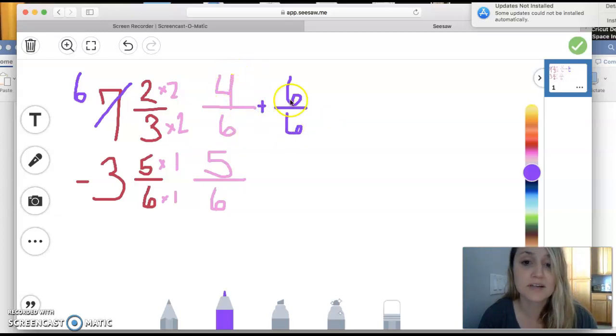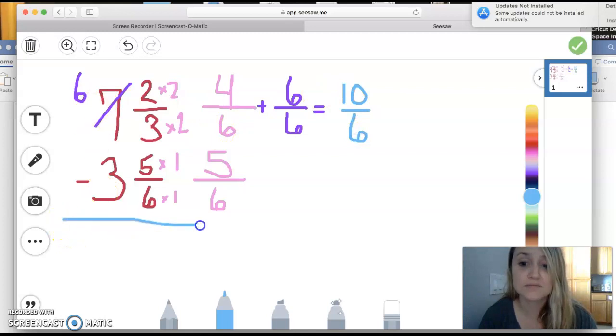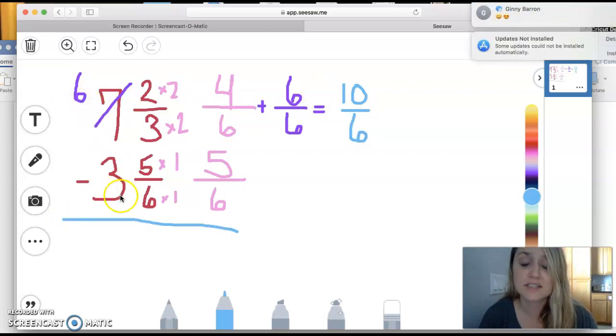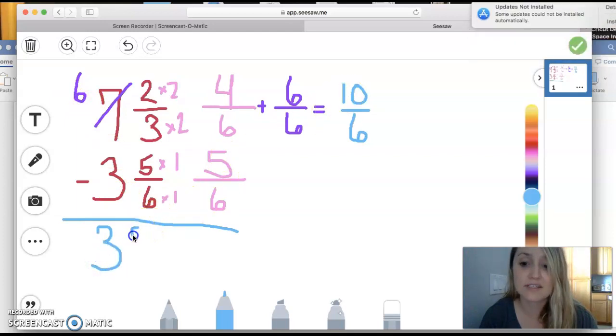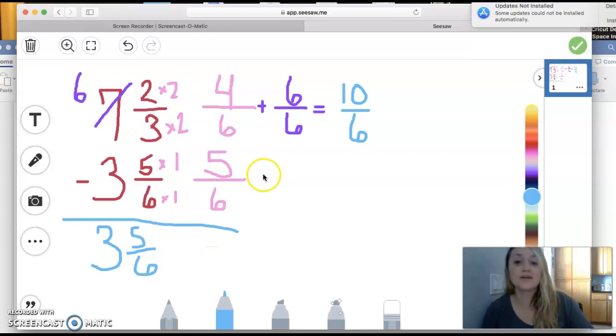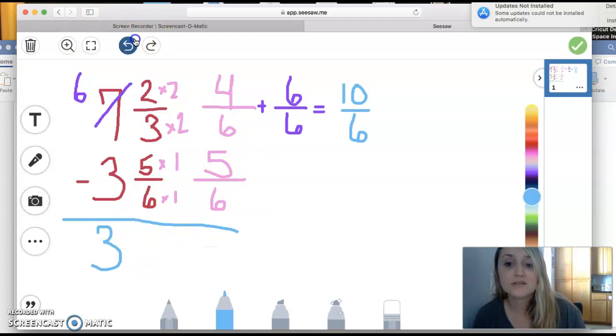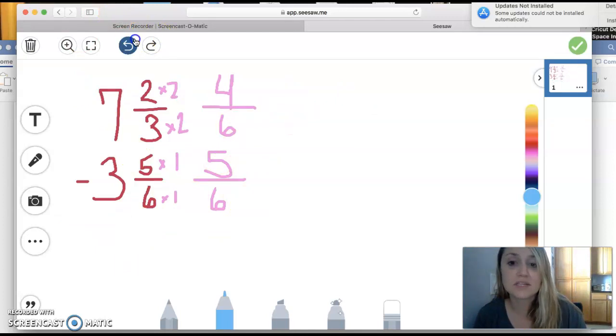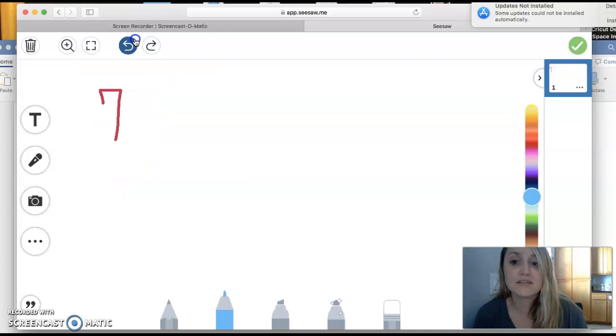Okay, so just a reminder, we add these together. So we have 4 plus 6 is 10. Denominator stays the same. So now I'm going to start here first. 6 minus 3 is 3. 10 minus 5 is 5. And then the denominator stays the same. Okay? We'll do some more. This is something that once you do numerous problems, then it will be helpful.